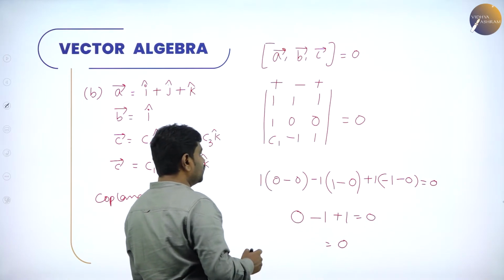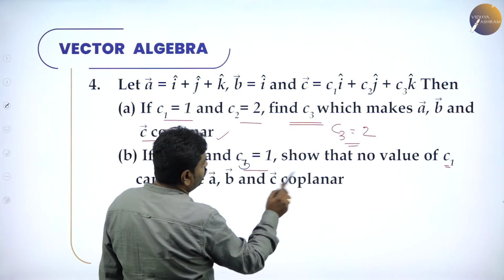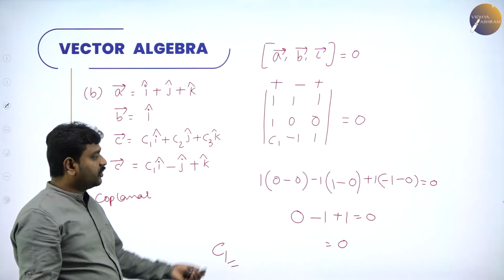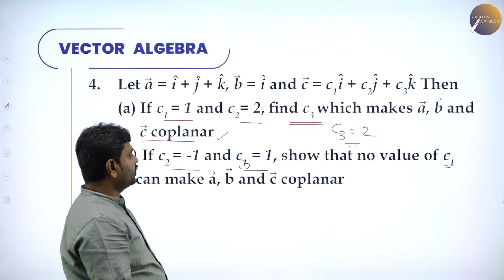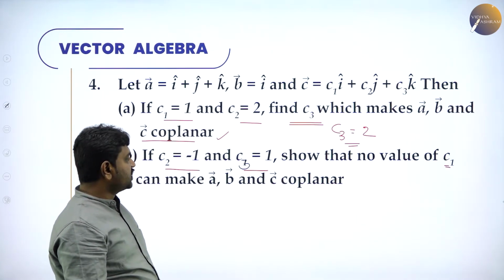So here, in the place of C1, any value you put, it will become coplanar only. So there is no particular value of C1. Hence the proof: no value of C1 makes A, B, C coplanar, because C1 vanished.